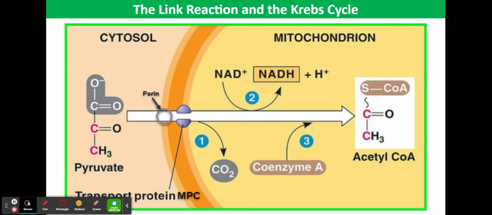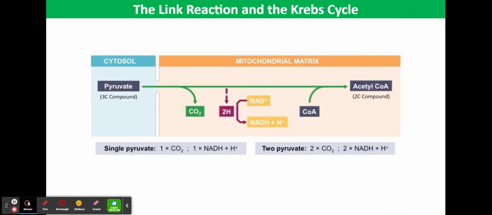In the matrix, pyruvate is converted to a 2-carbon acetyl group during the link reaction. The acetyl group is then oxidized during the Krebs cycle. First of all, we're going to focus on the link reaction. The link reaction occurs in the mitochondrial matrix.